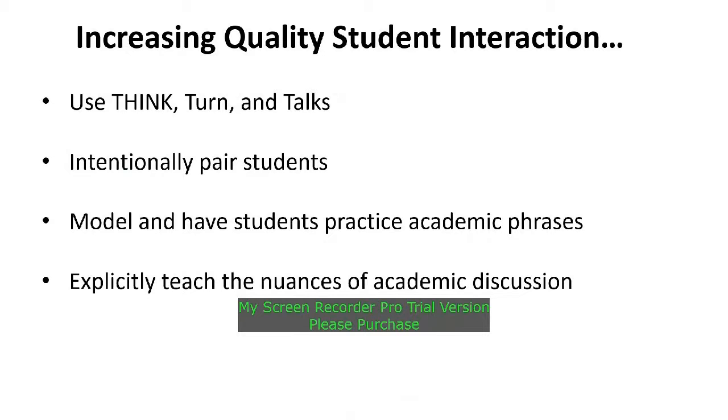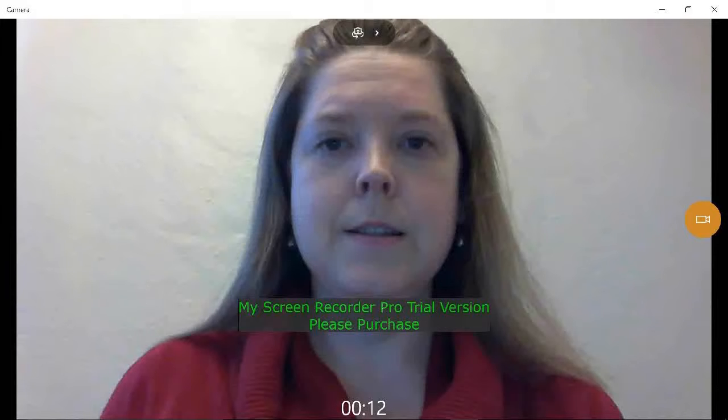So, in summary, some ways to increase student interaction in your classroom are: use think turn and talks, intentionally pair students so that lower proficiency students are seeing a higher proficiency language model, model and have students practice academic phrases, and explicitly teach the nuances of academic discussion.